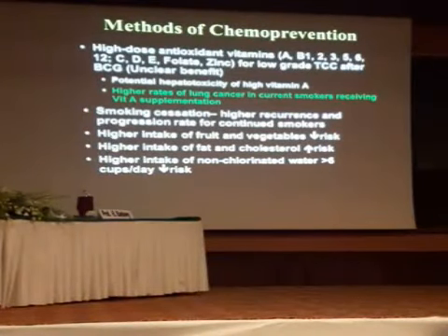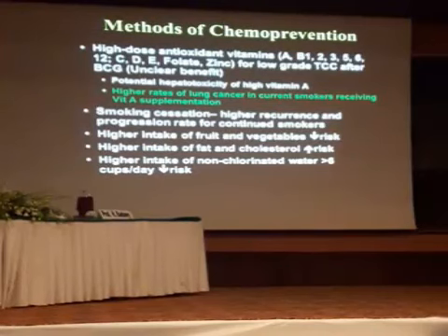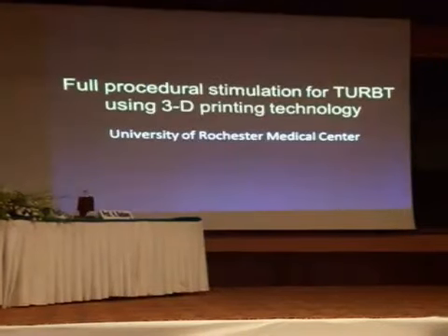Methods of chemoprevention. There's some stuff in the literature regarding this topic. Antioxidants, although you have to be careful because of hepatotoxicity with vitamin A. Smoking cessation helps. Higher intake of fruits and vegetables, fat, cholesterol, that can impact your risk. And there was also something about non-chlorinated water. Not sure if I agree, but I always tend to think that drinking more water is good.